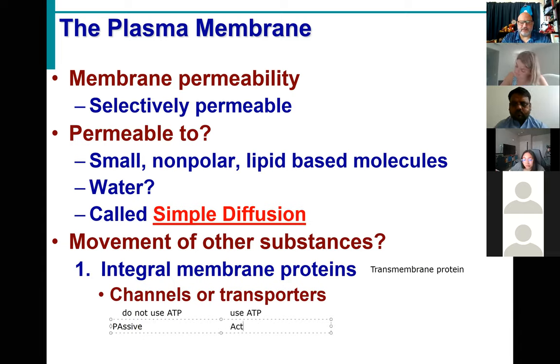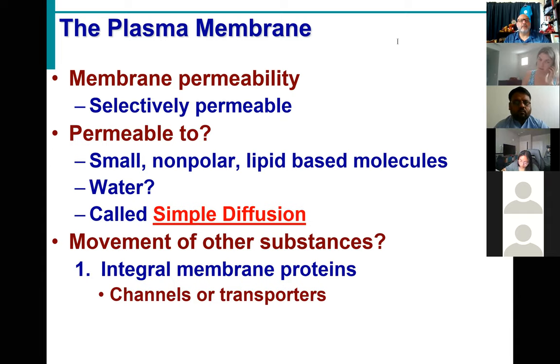Active, excellent. Perfect. So the big difference between channels and transporters is that channels are passive, they do not use ATP, and transporters are active, and they do use ATP. We'll talk about some specific examples of those and why they are important in just a minute.